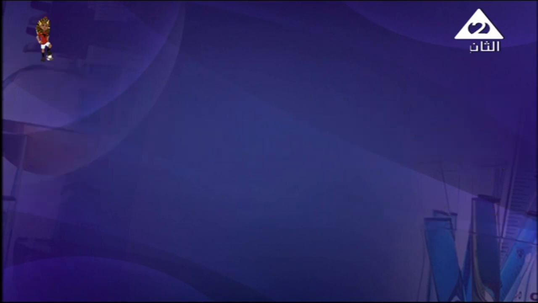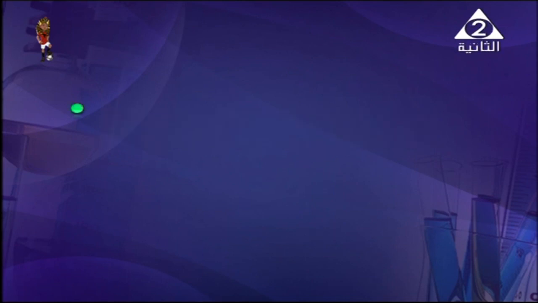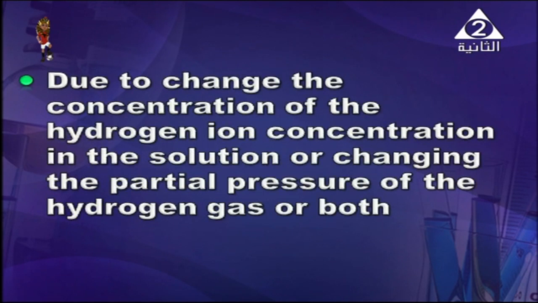Catch this question now. When I tell you, give reason for. The first one: the standard potential of the hydrogen electrode may shift from 0. Do you know what this means? Yes, I can find the answer. It is due to a change in the concentration of the hydrogen ion in the solution, or a change in the partial pressure of the hydrogen gas, or both. This is important. Take your time. We need full marks all the time.